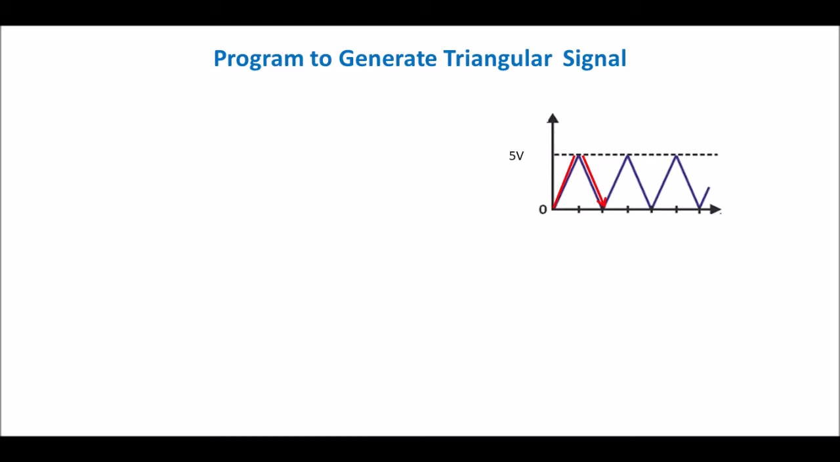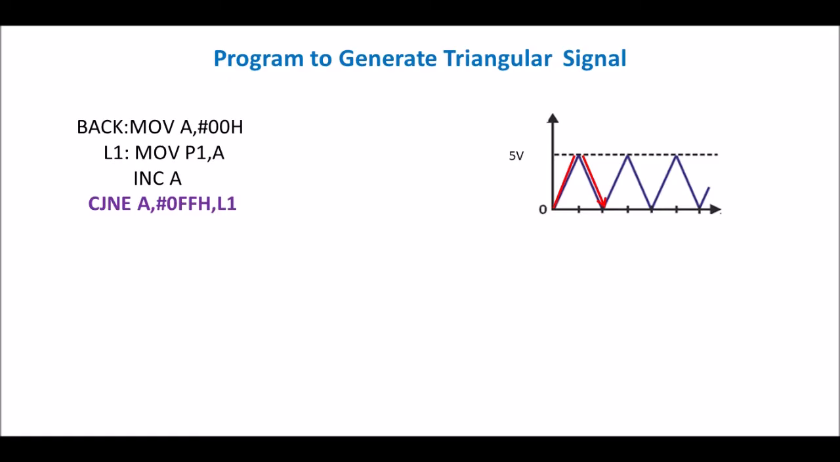So for the program, first we'll send 00H, so we'll store 00H in the accumulator, and then the contents of the accumulator will be placed on port P1. We'll increment the contents of the accumulator, and after incrementing, we'll check whether the accumulator contents are equal to FFH or not. If the accumulator contents are not equal to FFH, then we'll send it on port P1. So we'll use the instruction CJNE A, #0FFH, and if the accumulator is not equal to FFH, we'll go to label L1. We'll send this on port P1, increment it, and continuously check it.